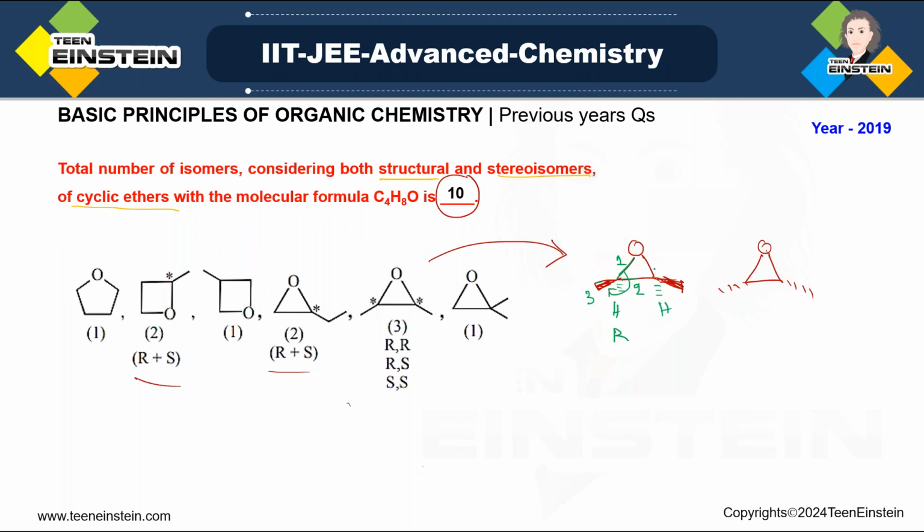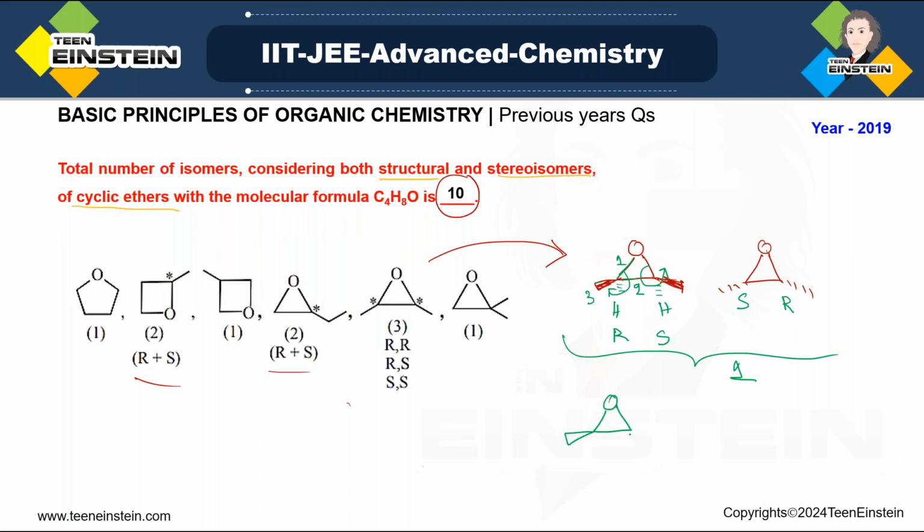Similarly, if you consider this one, you are now moving anti-clockwise. Okay. So this will be S. Similarly, for the next one, this will be S and this will be R, as if we have just reversed it. But these two molecules, if you see, there is a plane of symmetry, isn't it? So that is why you can cut the molecule. So after all, these two molecules will be meso. So you will get just one configuration from it.